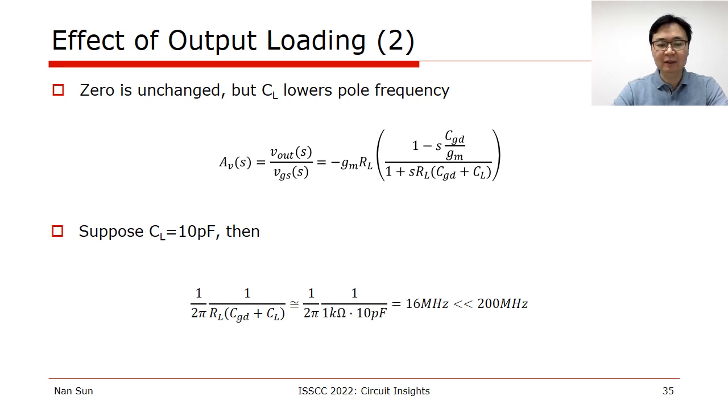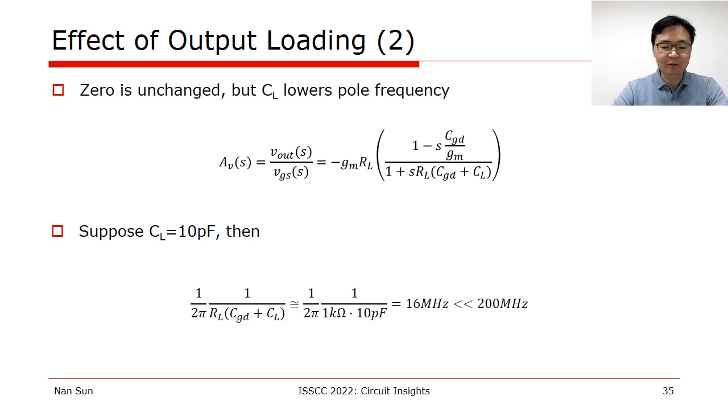So if the load capacitance is 10 picofarad, we can show that the pole of AV of s is at 16 megahertz, which is much lower than 200 megahertz. And this means that the Miller approximation is no longer valid. So what's going on with this modified circuit with a very large load capacitance? Well, CGD is amplified only at low frequencies, before CL destroys the gain from VGS to VL, or basically the gain AV of s. The pole caused by CGD no longer sets the 3 dB bandwidth of the amplifier.